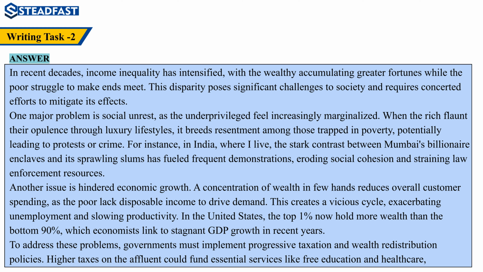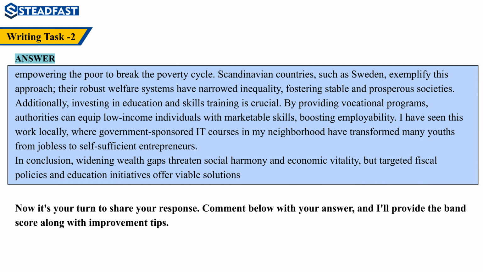To address these problems, governments must implement progressive taxation and wealth redistribution policies. Higher taxes on the affluent could fund essential services like free education and healthcare, empowering the poor to break the poverty cycle. Scandinavian countries such as Sweden exemplify this approach. Their robust welfare systems have narrowed inequality, fostering stable and prosperous societies. Additionally, investing in education and skill training is crucial. By providing vocational programs, authorities can equip low income individuals with marketable skills, boosting employability.